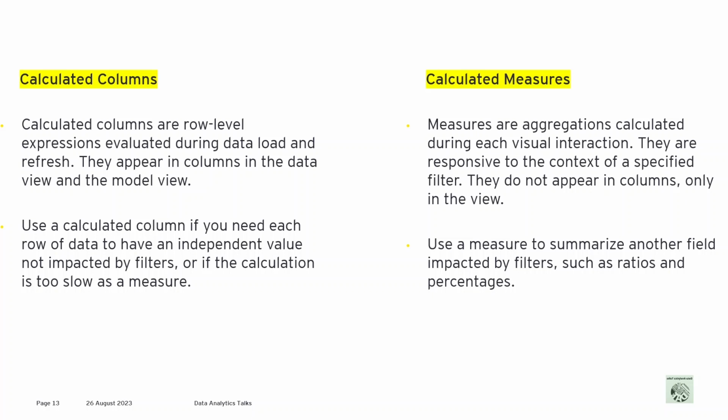So calculated columns are row-level expressions evaluated during data load and refresh. They appear in columns in the data view and the model view. Use calculated column if you need each row of the data to have an independent value not impacted by filters, or if the calculation is too slow as a measure. But when to use measure? Measures are aggregation calculated during each visual interaction. They are responsive to the context of a specified filter. They do not appear in columns, only in the view. Use measures to summarize another field impacted by filters, such as ratios and percentages.